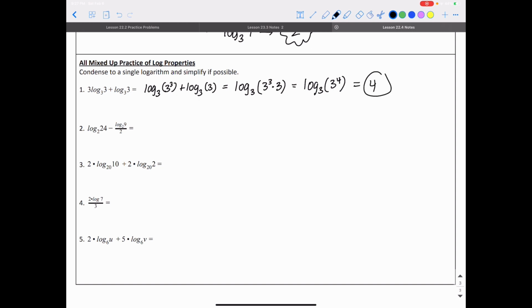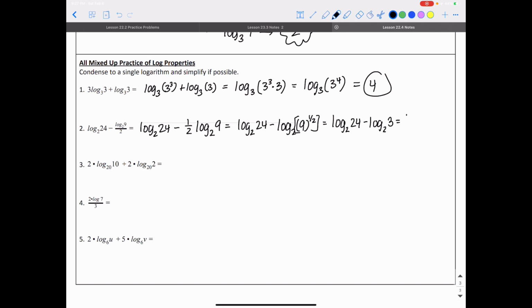For number 2, I have log base 2 of 24 minus 1/2 log base 2 of 9. I want to pull that 1/2 as the coefficient. Log base 2 of 24, I'm going to write that again, minus, I'm going to get rid of this coefficient. I'm going to move it as the exponent, so I have log base 2 of 9 to the 1/2 power. That's going to give me log base 2 of 24 minus log base 2 of 9 to the 1/2 power, which is 3.